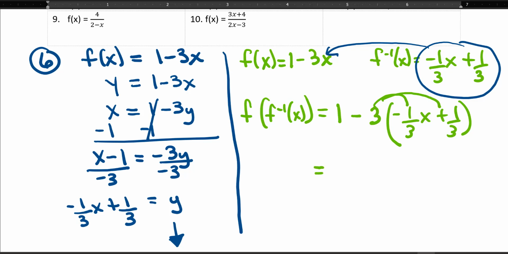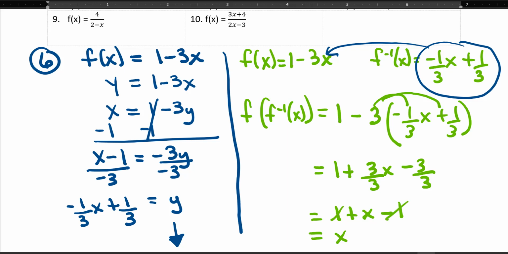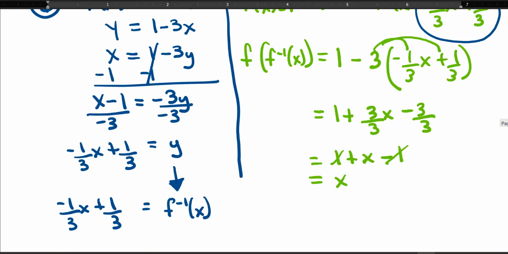So then that's going to give us 1 plus 3 over 3x, that's going to be reduced. And then negative 3 times 1/3 gives us negative 3 over 3. That will be reduced. So here we have 1 plus x minus 1 because we're reducing the 3 over 3's. The 1's are going to cancel out. And we have x. So they are inverses of each other. So that was part A of number 6.